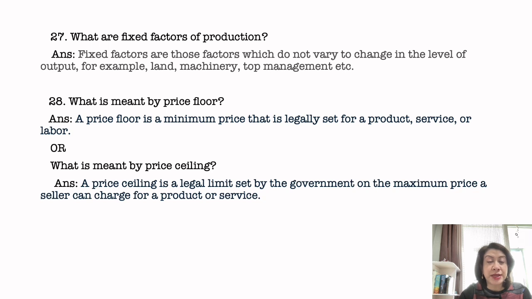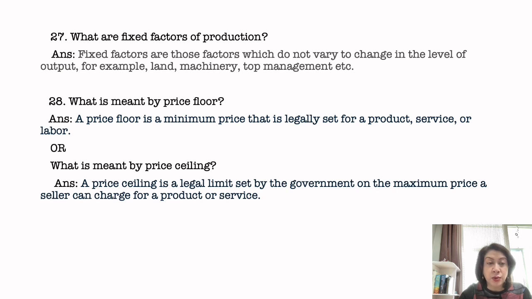Proceeding to question number 27. What are fixed factors of production? Fixed factors are those factors which do not vary with change in the level of output. For example, land, machinery, top management, etc. Question number 28. What is meant by price floor? A price floor is a minimum price that is legally set for a product, service, or labor.